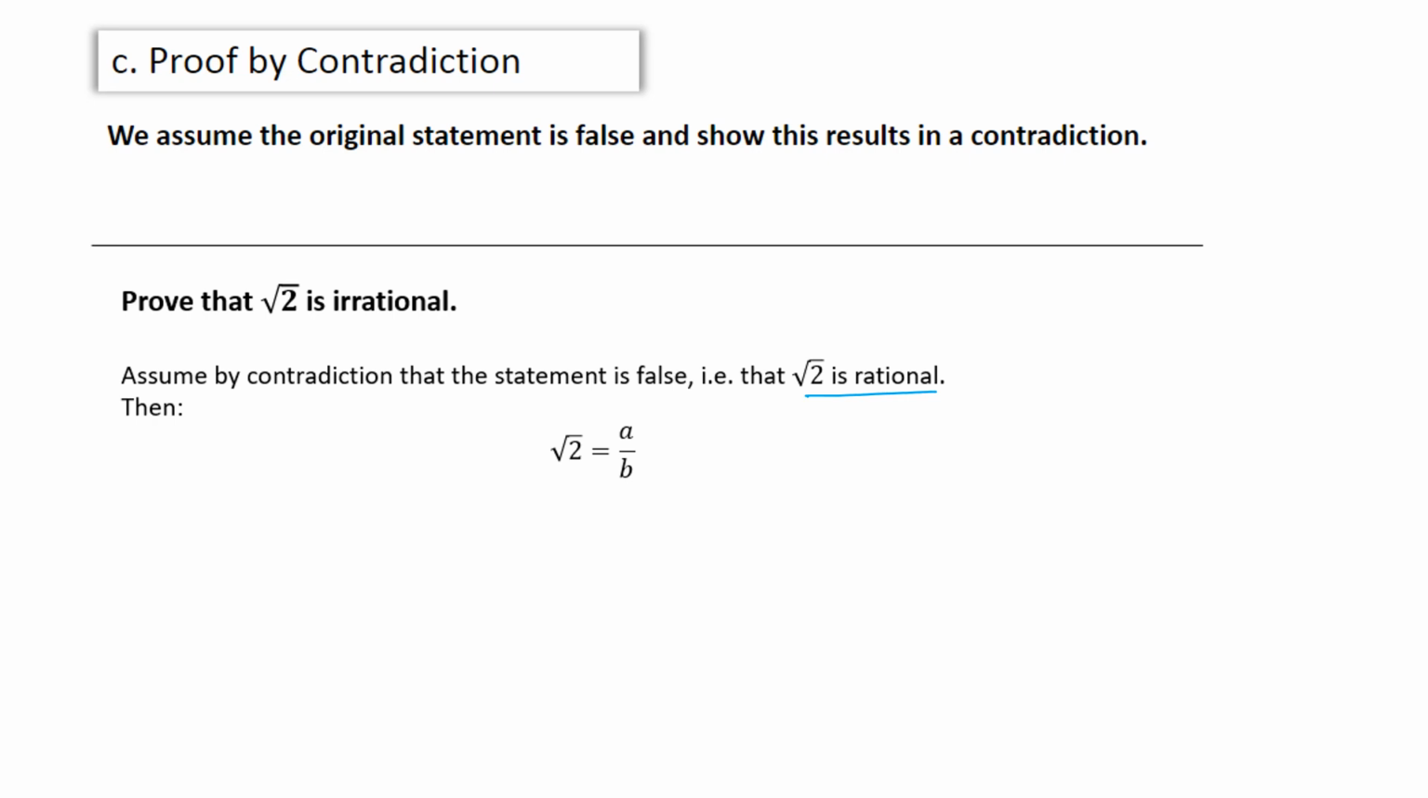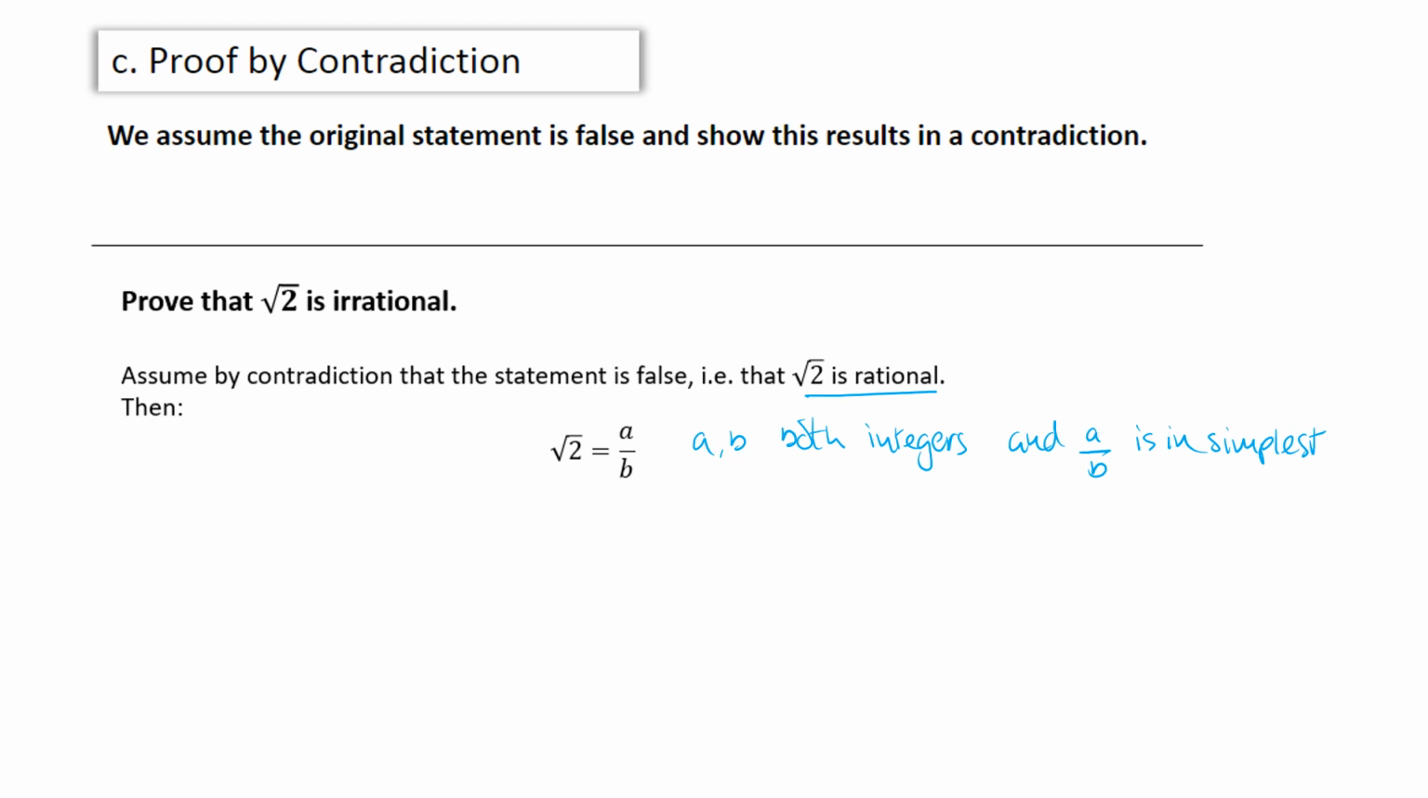So here's our statement. Root 2, if it is rational, must be expressed as a fraction a over b, where a and b are both integers and a over b is in its simplest form. It cannot be divided further, and that would tell us that we had a rational number.